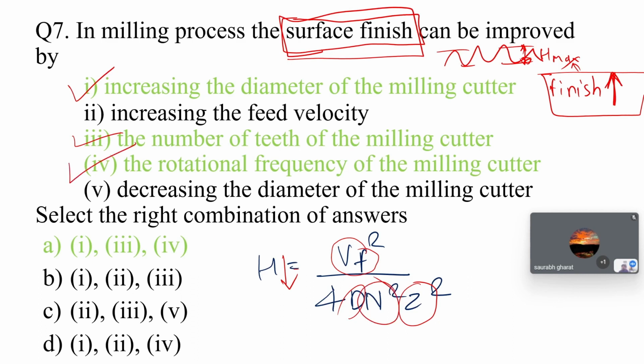This part is again correct. Decreasing the frequency of milling cutter. Increasing the frequency of milling cutter. No. If you decrease this, this will increase. So this is again against. So this condition we want actually.